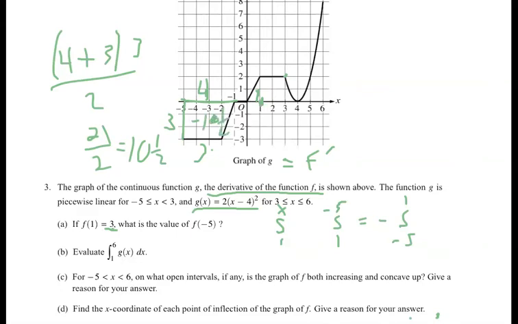So what we're going to do is we started at 3, so this is going to equal 3. And then we got to do the opposite going backwards. So it's -1 plus 10.5.